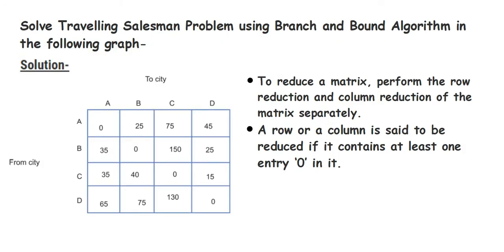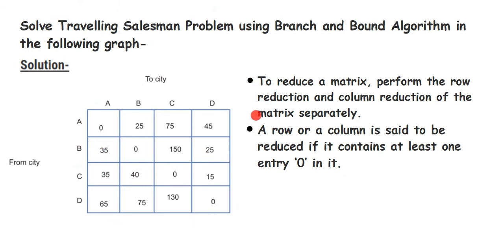So let's see how we can solve this in the form of an example. Solving the traveling salesman problem using the branch and bound algorithm. Here I have a simple example, where we're traveling from one city to another city. So this is the matrix representation of traveling from one city to another.